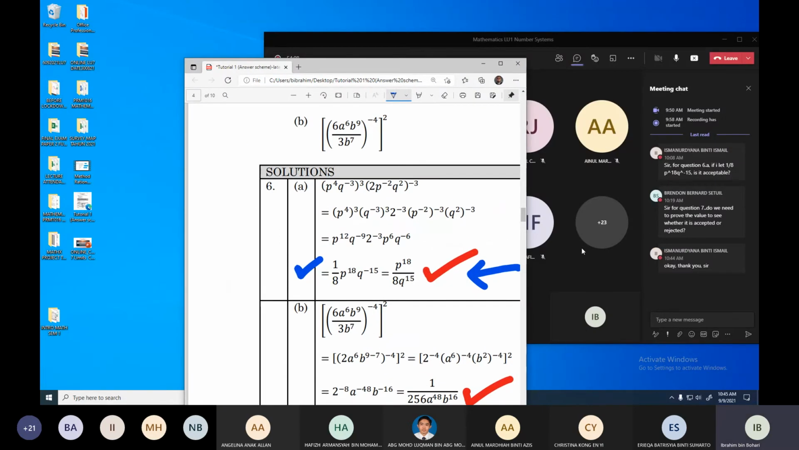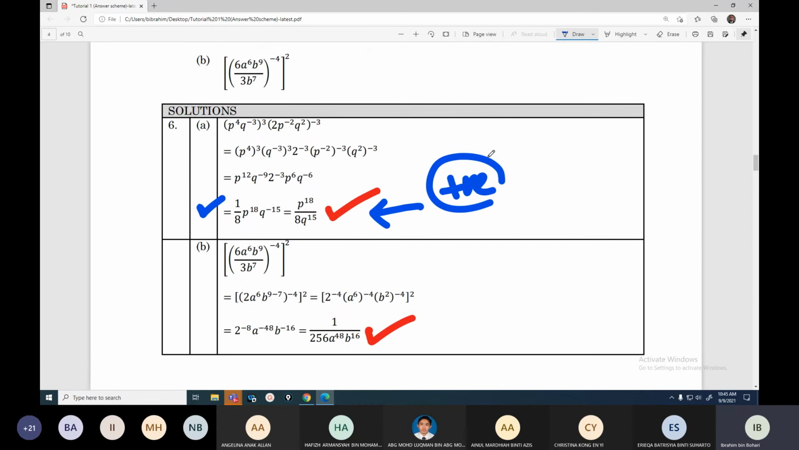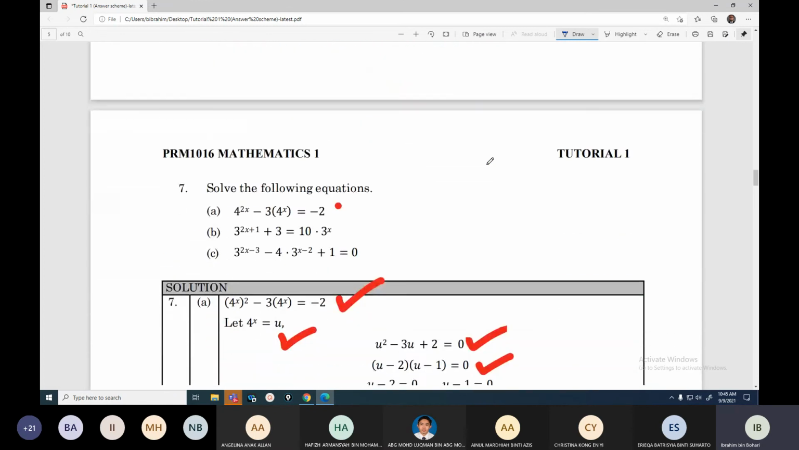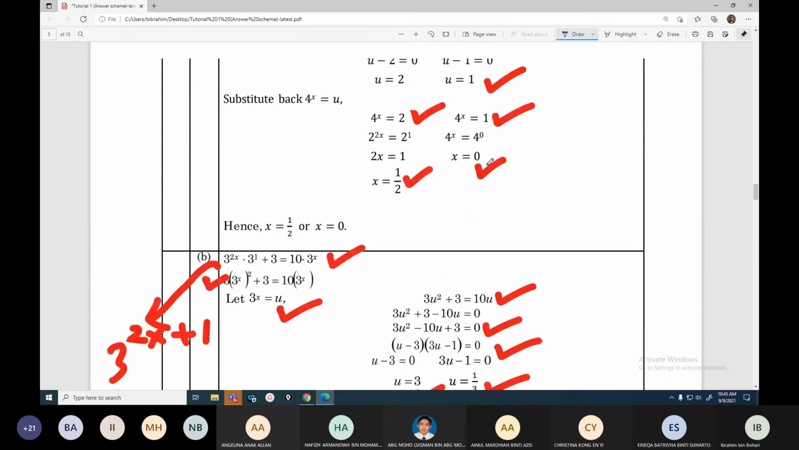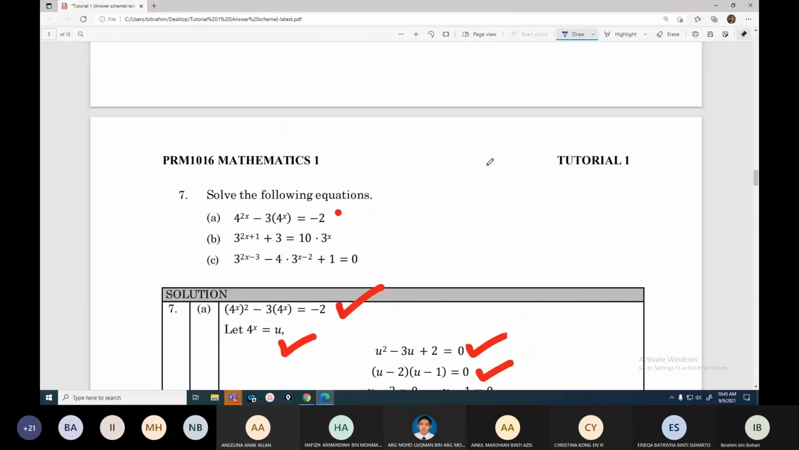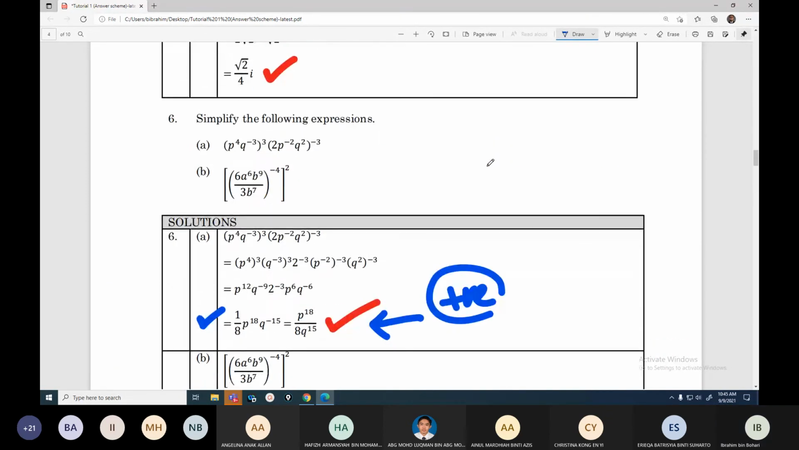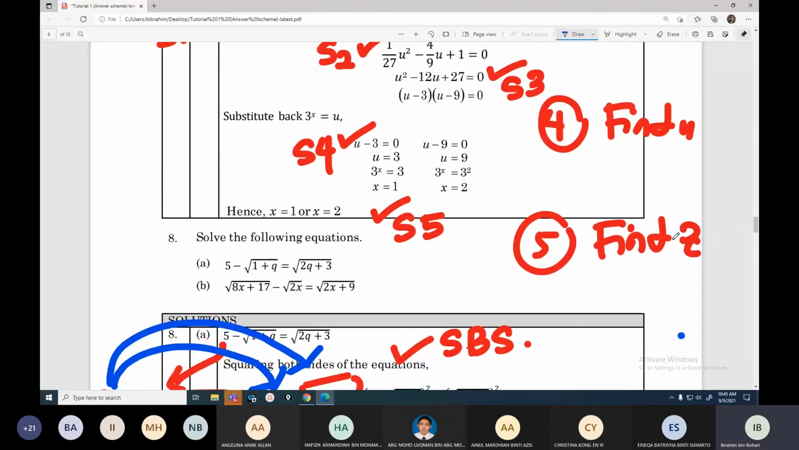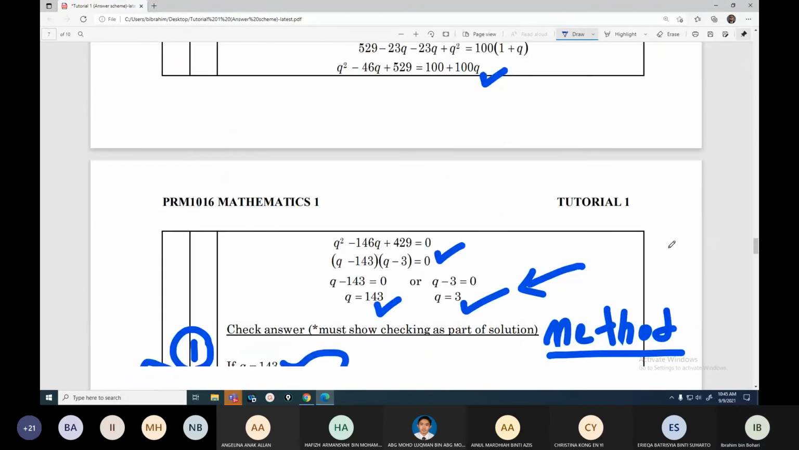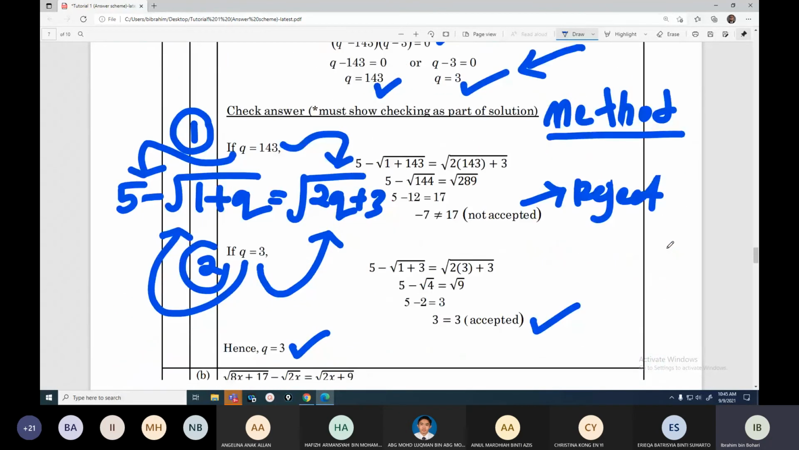Question 7 from Brandon: do we need to prove the value to see whether it is accepted or rejected? Okay, kita pergi balik, Question 7. Ya, ini question ini. Okay, this one, questions A and B.